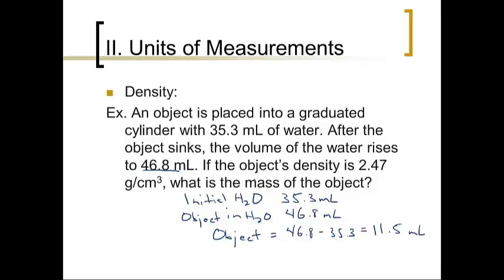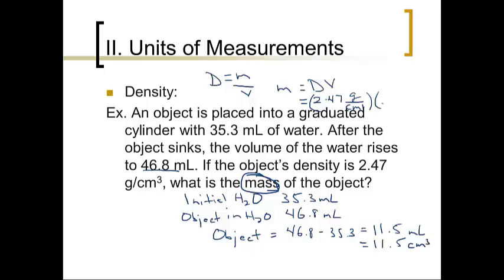Okay. Now, what are we looking for? We're looking for the mass. Okay, so how do we find the mass? Well, remember, density is equal to mass over volume. Mass is equal to density times the volume. Okay, so our density was 2.47 grams over cubic centimeters, and I need to multiply it times my volume, which is 11.5 milliliters. Now, don't forget, that's also the same as 11.5 cubic centimeters.